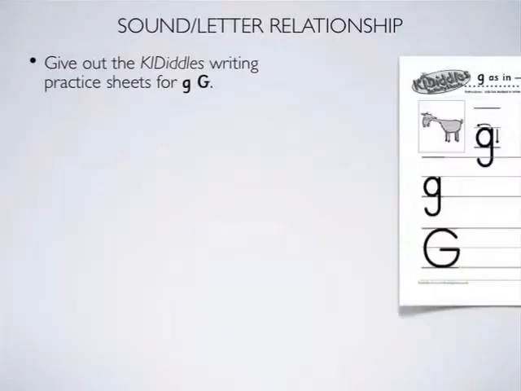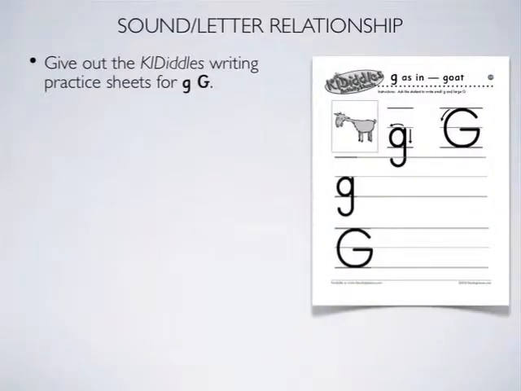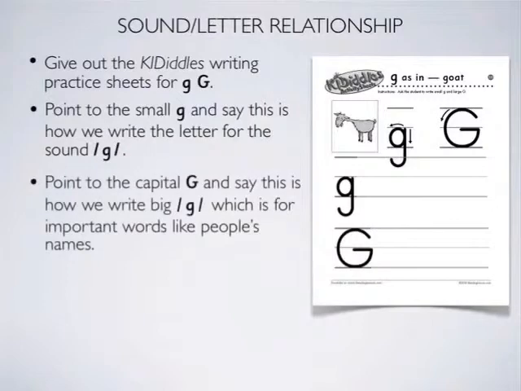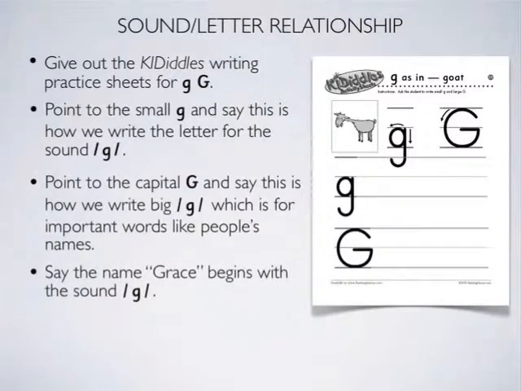Give out the Cadiddles writing practice sheets for little g and big G. Point to the small g and say, this is how we write the letter for the sound G. Point to the capital G and say, this is how we write big G, which is for important words like people's names. Say the name Grace begins with the sound G.